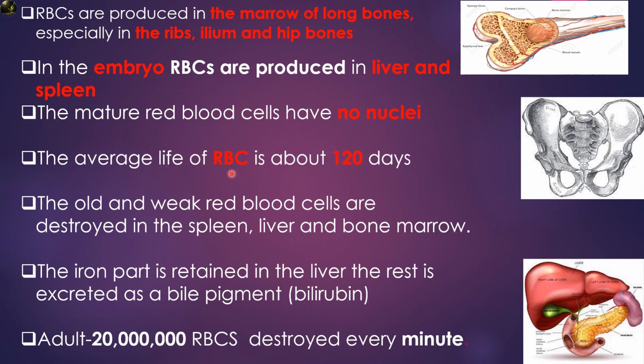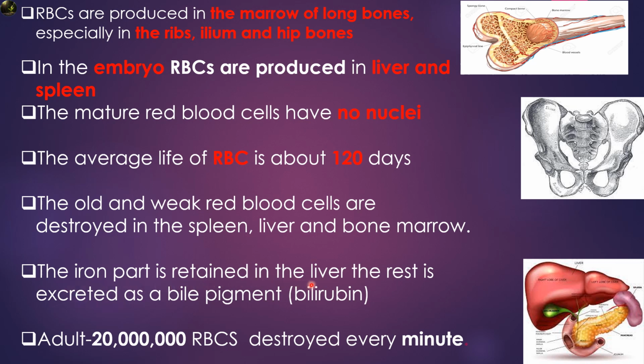The average life of RBC is about 120 days. How many days? The average life of RBC is about 120 days. Very important, 120 days. The old and weak red blood cells are destroyed in the spleen, liver and bone marrow, but they are synthesized in the marrow of long bones, ribs, ileum and hip bones.